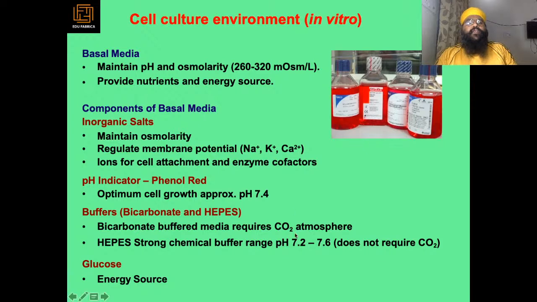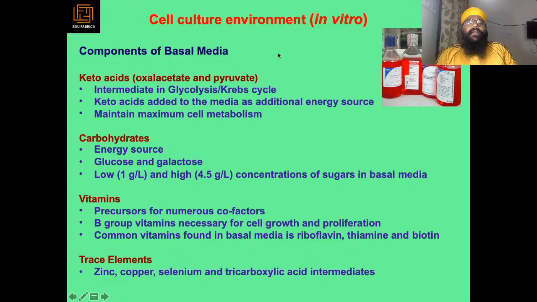Then buffers have to be added: bicarbonate buffered media, which requires a carbon dioxide atmosphere. Then HEPES, a strong chemical buffer, which ranges from pH 7.2 to 7.6. Then glucose, which is your energy source. Then the components of basal media include keto acids, including oxaloacetate and pyruvate, intermediates in glycolysis and the Krebs cycle. Keto acids are added to the media as an additional energy source, which maintains maximum cell metabolism.